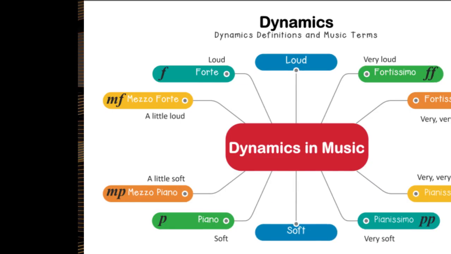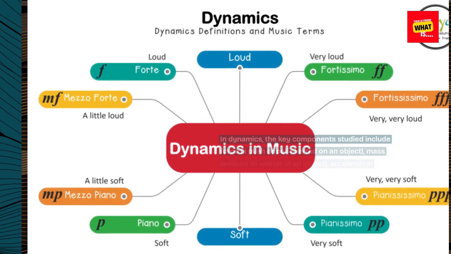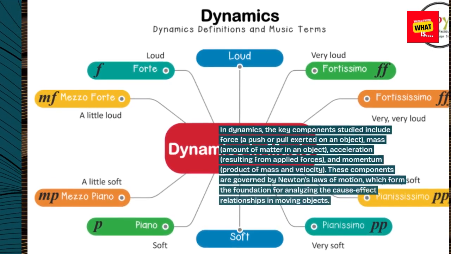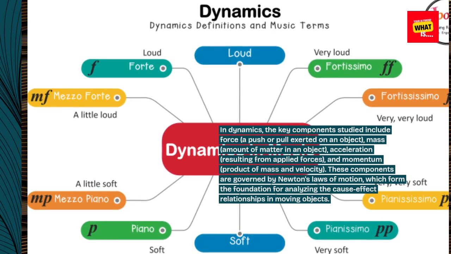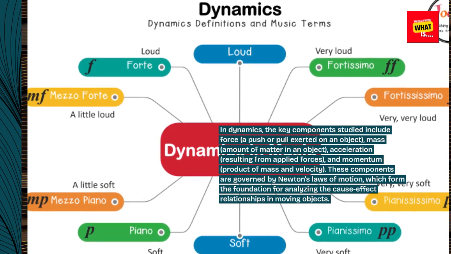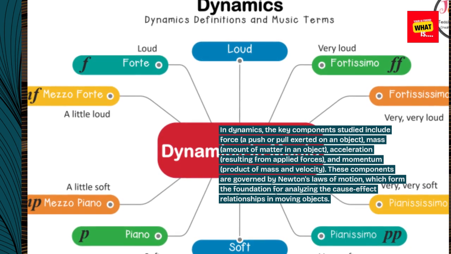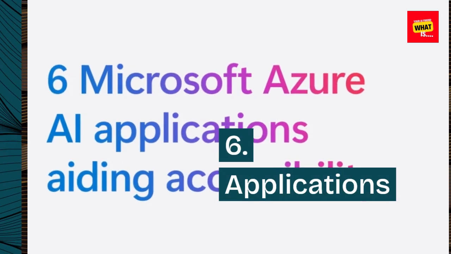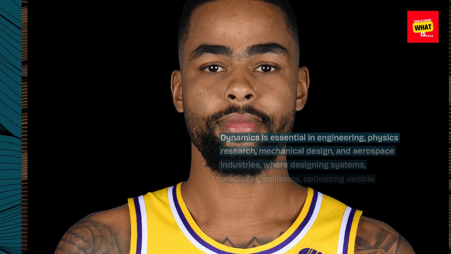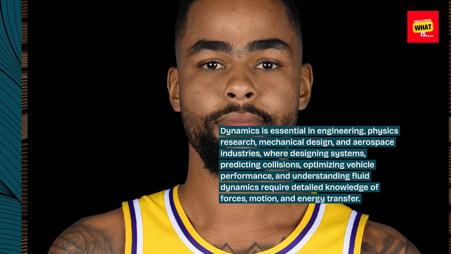5. Components. In dynamics, the key components studied include force, a push or pull exerted on an object, mass, the amount of matter in an object, acceleration, resulting from applied forces, and momentum, the product of mass and velocity. These components are governed by Newton's laws of motion, which form the foundation for analyzing the cause-effect relationships in moving objects.